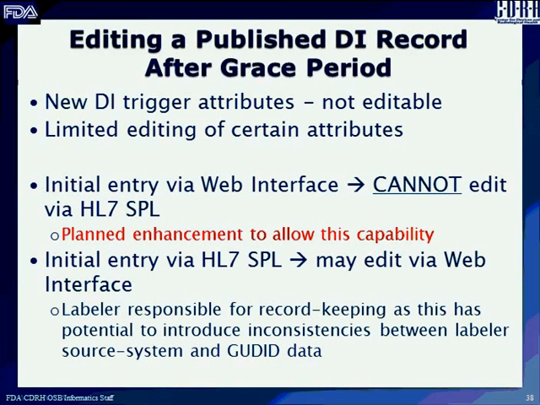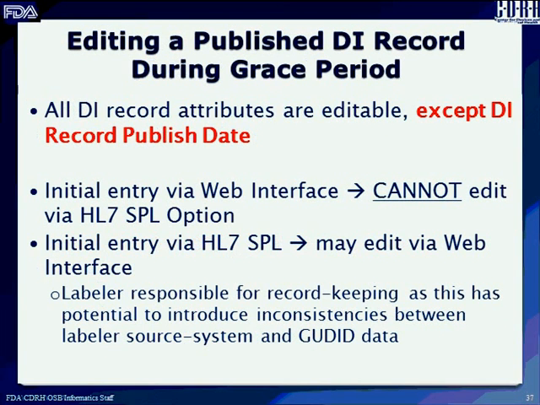Again, the same disclaimer about inconsistencies that I've been repeating throughout. So I just want to go back and recap again both the edit rules here for published DI records since it's so complicated. So for a published DI record, 2 time periods to keep in mind, during grace and after grace. So during grace period, again, for each one of these, what are the attributes you can edit and how does the submission option come into play with editing? With the attribute edits, during the grace period, you can edit all attributes except the published date.